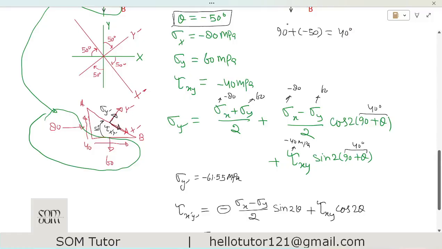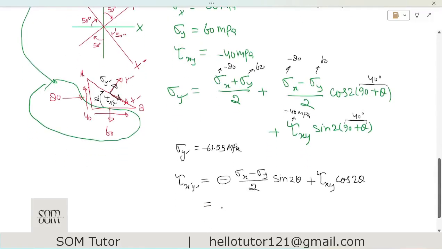So it is going to be minus 80 minus 60 divided by 2, but it's negative, right? Sine of negative 2 times 50, because theta is minus 50, plus tau xy is minus 40 times cosine of negative 2 times 50, right? So it is approximately minus 62 megapascal.